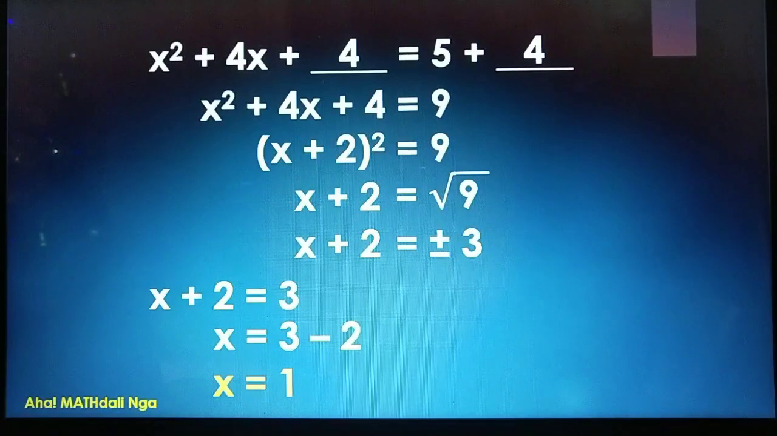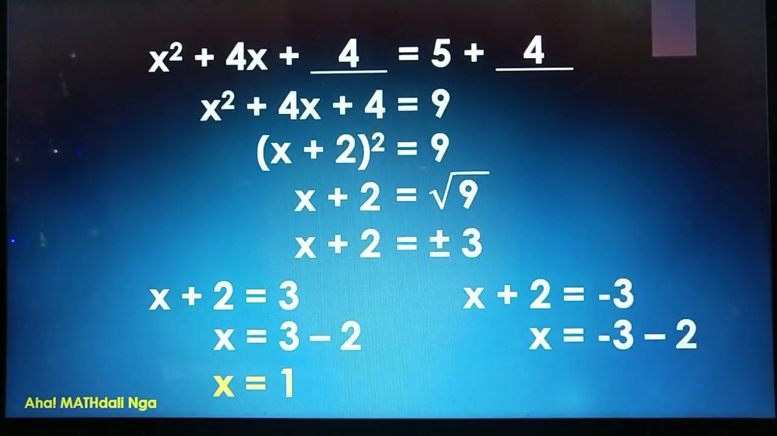To find the other value of x, we have x plus 2 is equal to negative 3. This time we will use negative 3. Let's simplify. x is equal to negative 3 minus 2. So our x is equal to negative 5. So we have now the two values of x, positive 1 and negative 5.